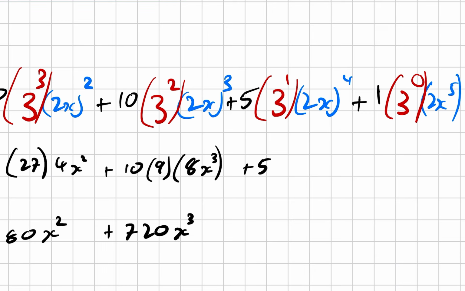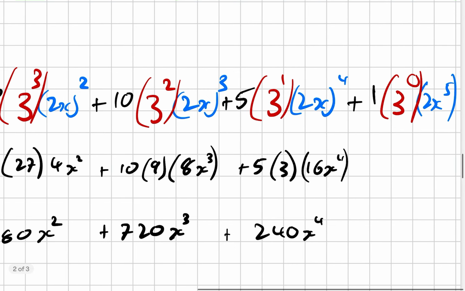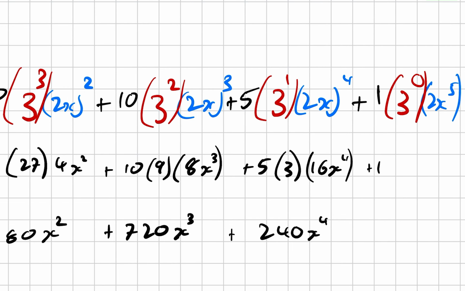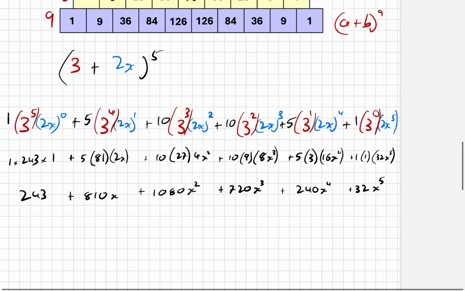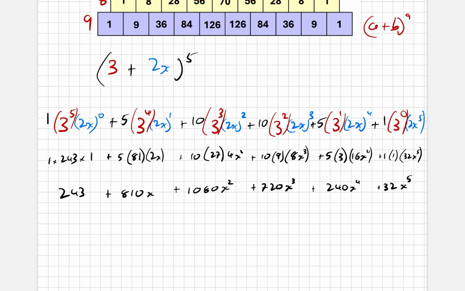Okay, next term, I've got a 5 multiplied by 3 to the power of 1, which is 3, multiplied by (2x) to the power of 4, which is 16x to the power of 4. So in total, 5 times 3 times 16 is 240x to the power of 4. And finally, I've got my last term, which is 1 times 3 to the power of 0, which is also 1, times (2x) to the power of 5, which is 32x to the power of 5. So 1 times 32 is 32 with my x to the power of 5. Okay, so there is the expansion fully finished and simplified.